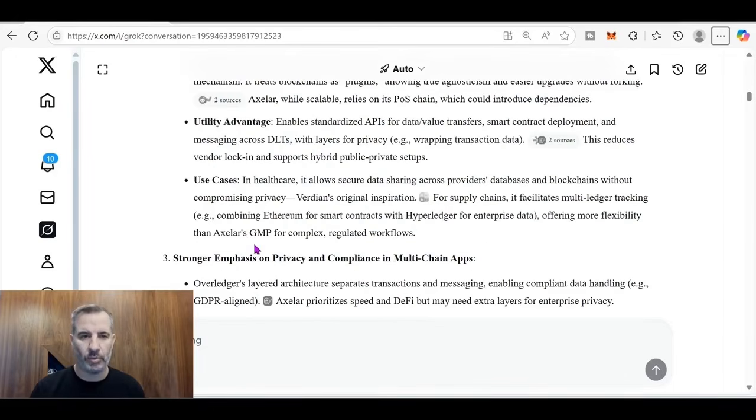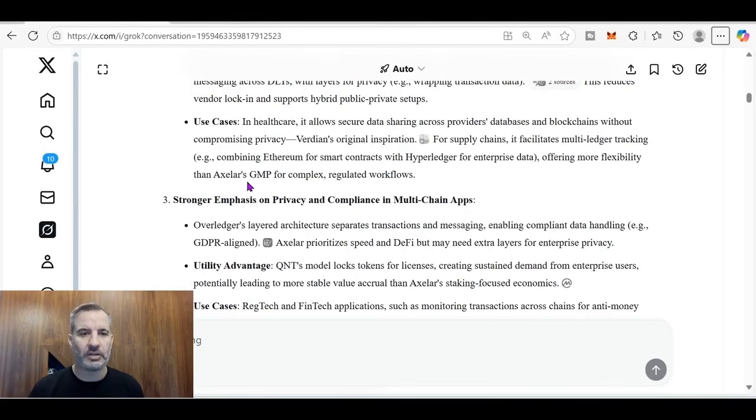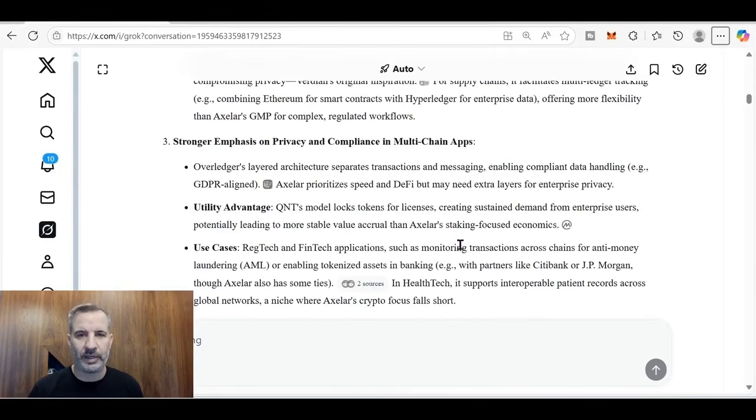Use cases. For example, one use case would be healthcare. It allows secure data sharing across providers, databases, and blockchains without compromising privacy. It facilitates multi-ledger tracking, combining, for example, Ethereum for smart contracts with Hyperledger for enterprise data, offering more flexibility than Axelar's GMP for complex regulatory workflows. So it's way more flexible, way more secure, it's privacy-centric, it's more scalable, it doesn't create vendor lock-ins. I'm telling you, Quant is the solution, my friend.